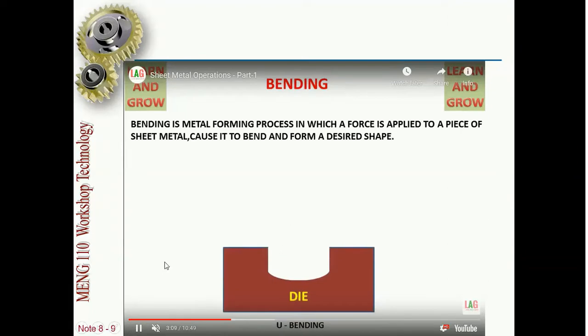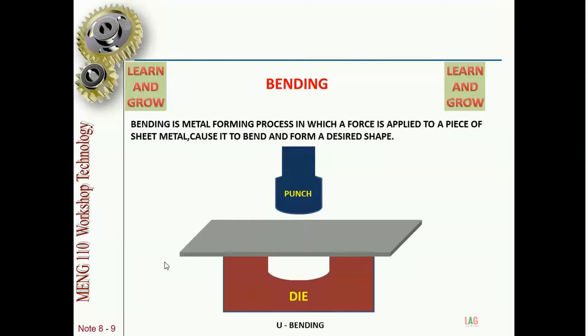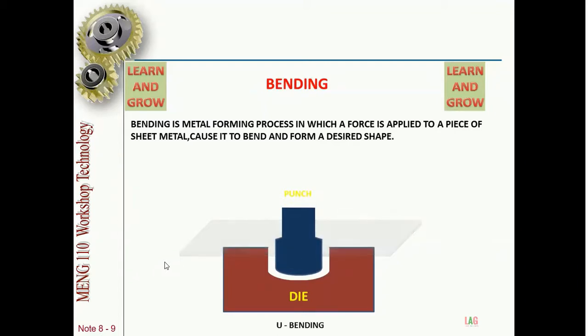See, here we can have different shapes in the die. See, the punch is of curve shape. So as the punch comes down, we'll get the required shape.